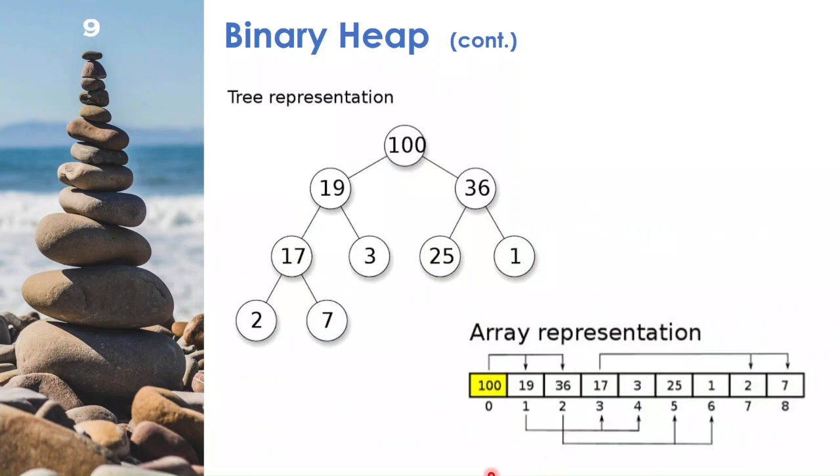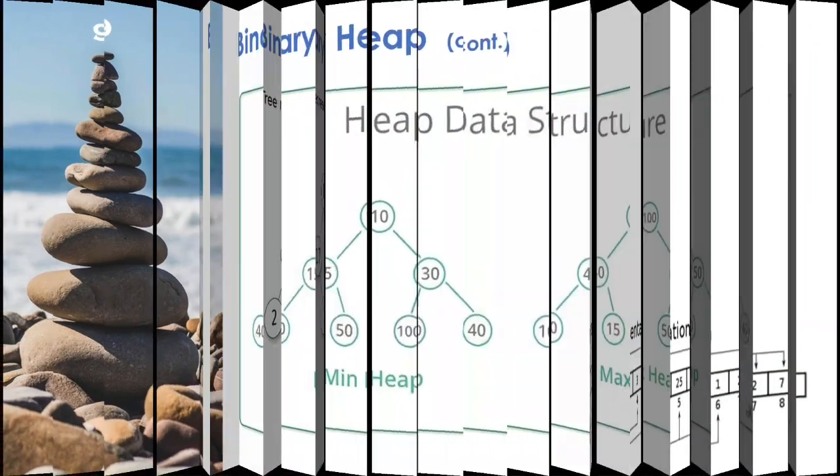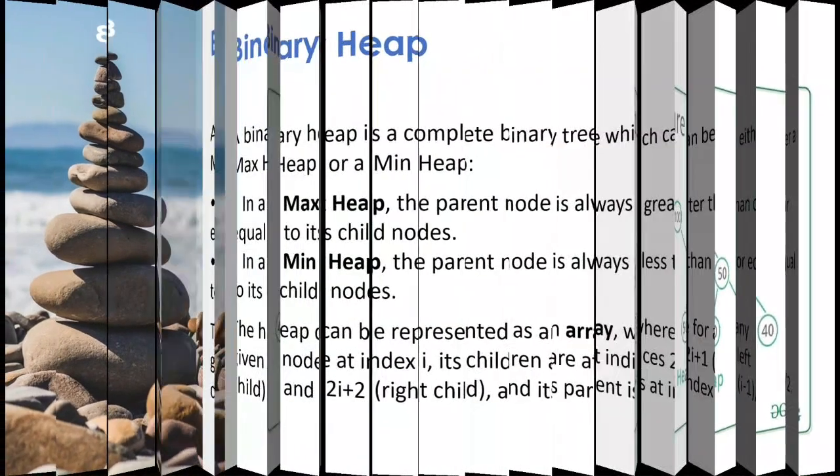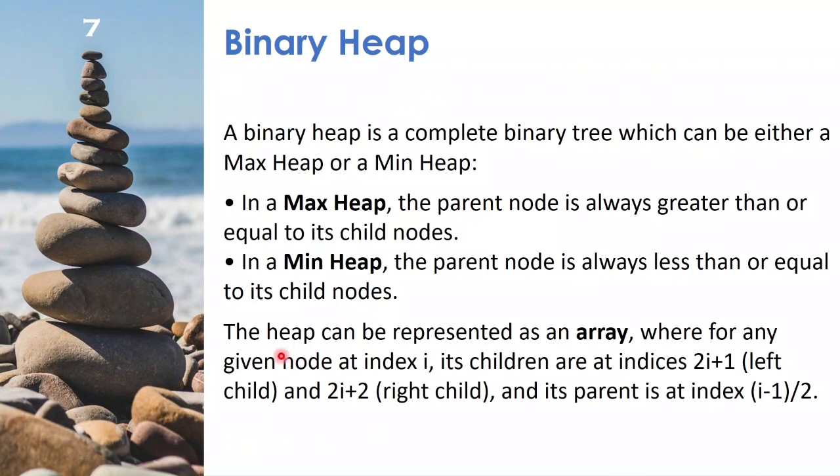So this is an array, right? This is an array, and then this is the tree representation of that array. I'm just specifically talking about this point in here. We can say the binary heap can be represented as an array, where for any given node at index i, its children are at indices 2i plus 1 and 2i plus 2.